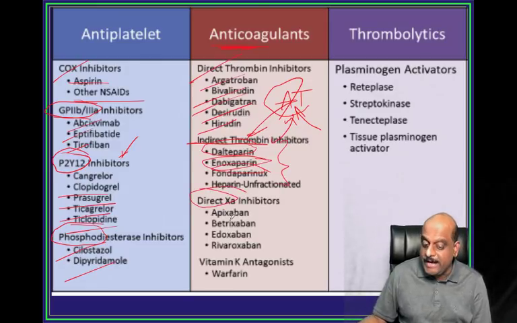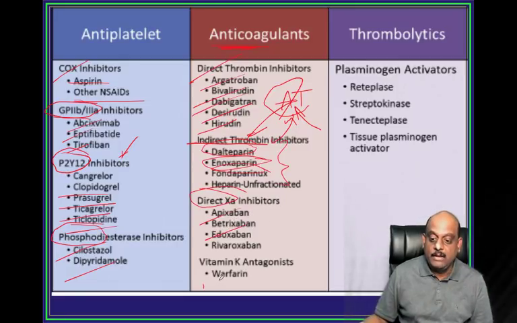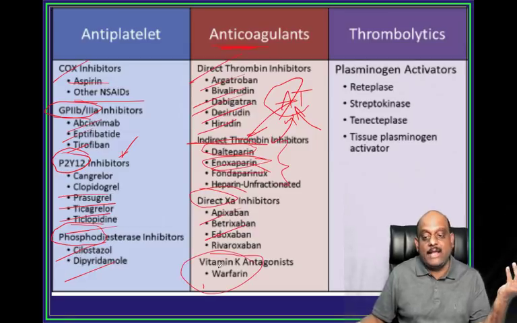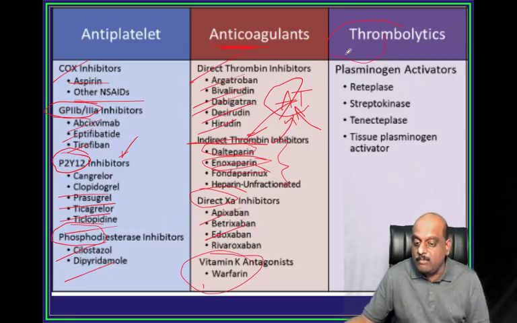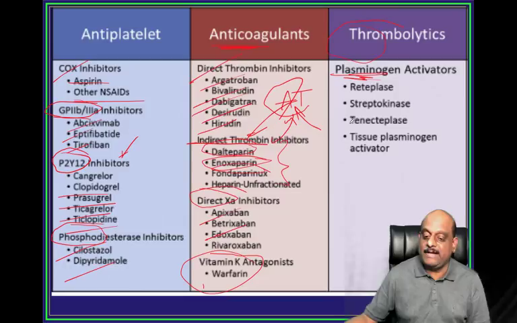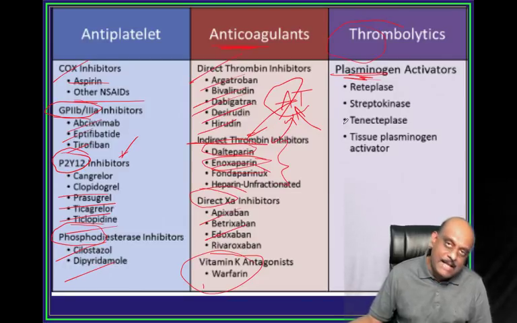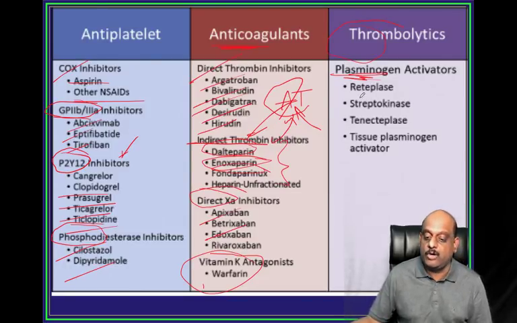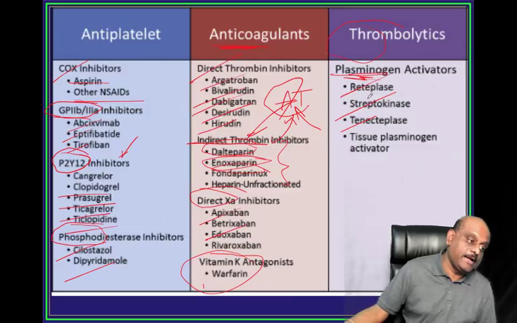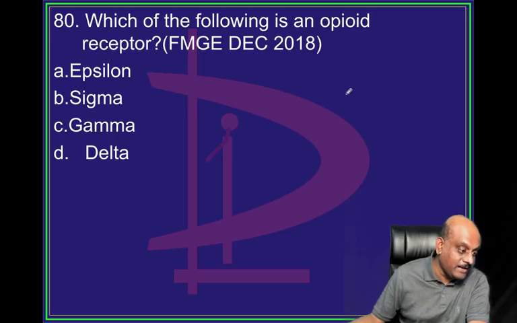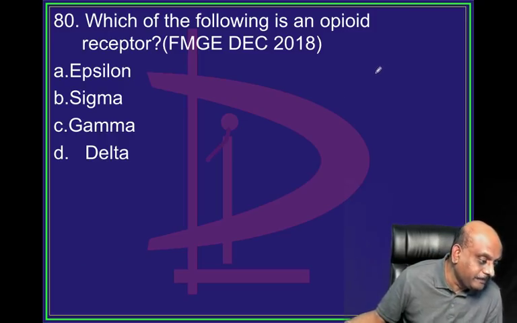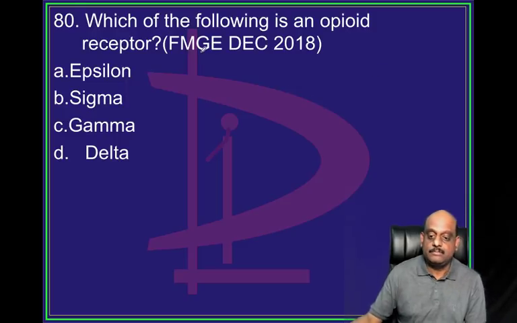Then direct 10A inhibitors, apixaban, all the xabans. Then you have vitamin K antagonists like warfarin. Then what are thrombolytics? Plasminogen activators. Plasminogen becomes plasmin. Plasmin will be antithrombotic, breaks the thrombus. So streptokinase, tenecteplase, reteplase, etc. That is what you need to remember.